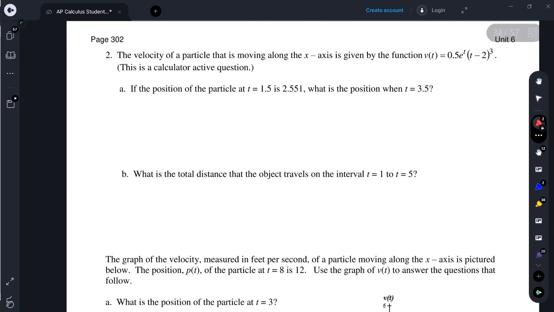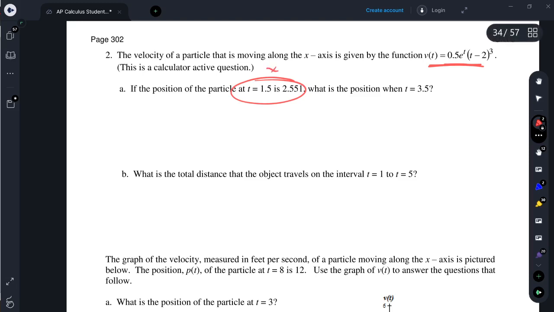All right, number 2, we have another question where they're giving us a velocity. V of t is 0.5 e to the t times (t minus 2) cubed. And this one is a calculator question. So I do want to practice writing down what we need to write down on the FRQ. They tell us the position of the particle at time 1.5 is 2.551. Again, this is an initial condition.